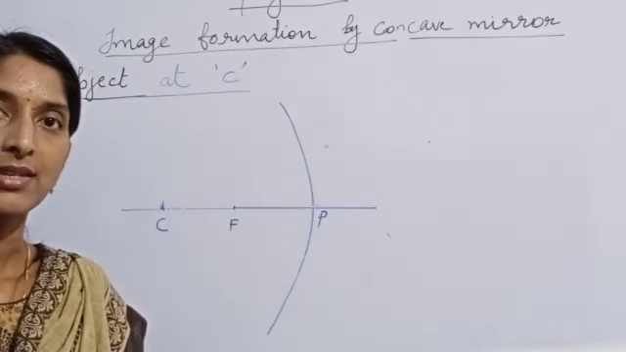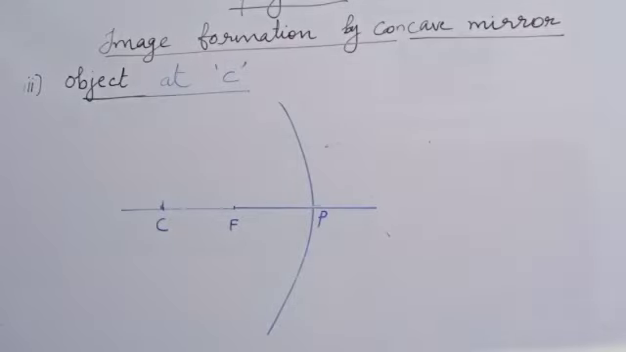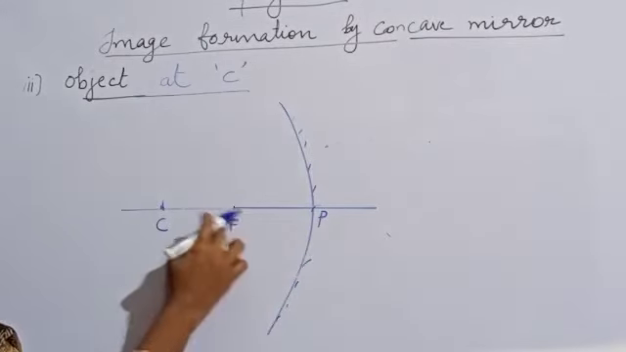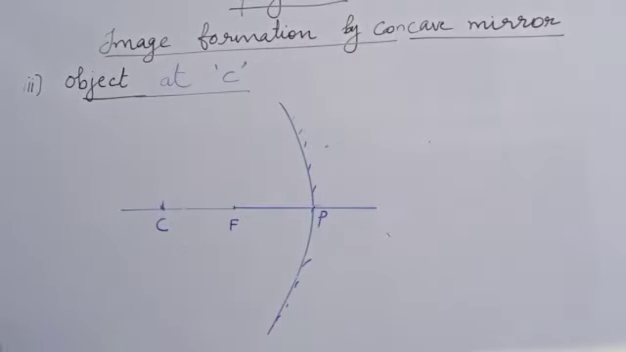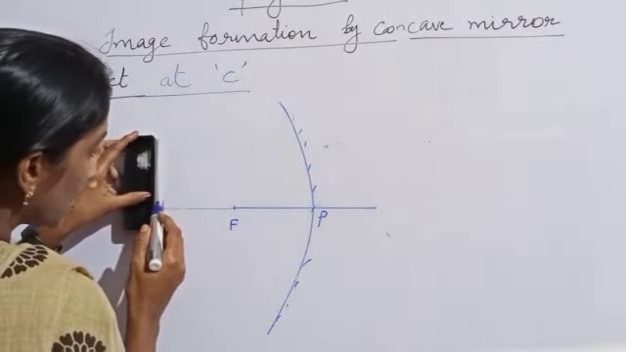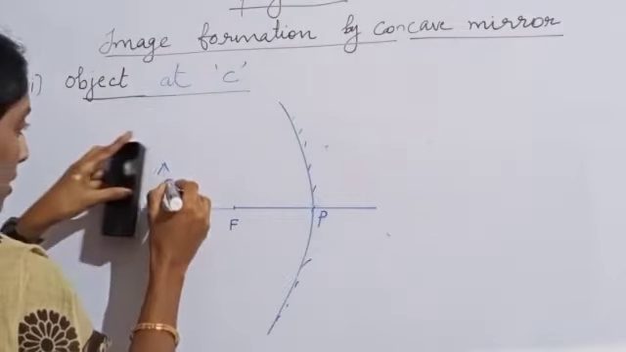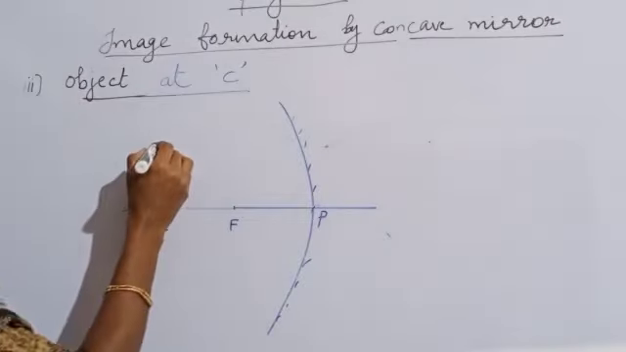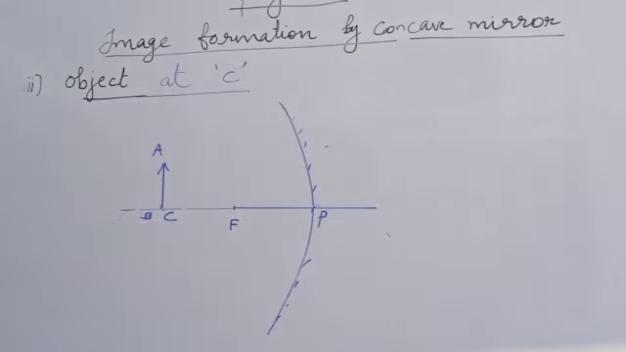The position of the object is at C. So how will be the position of the image? Listen. So here first we draw the concave mirror and mark the points P, F and C. And I told you to take 6 cm in total. Then you can mark the midpoint as the focus of this concave mirror. Now the object is at C. So we can place the object at C. So the object is placed at C. Now we call it AB.